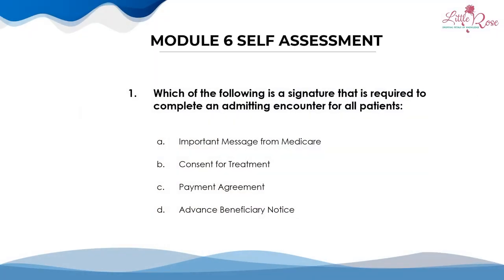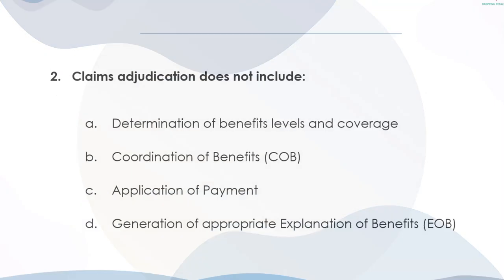Module 6 Self-Assessment. Question number 1. Which of the following is a signature that is required to complete an admitting encounter for all patients? Option A, Important Message for Medicare. Option B, Consent for Treatment. Option C, Payment Agreement. Option D, Advanced Beneficiary Notice.